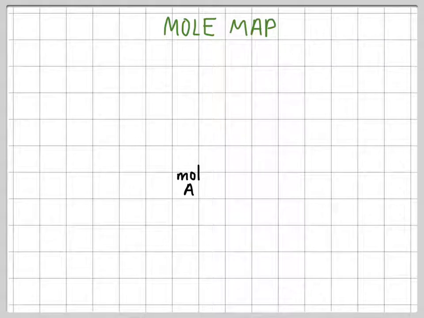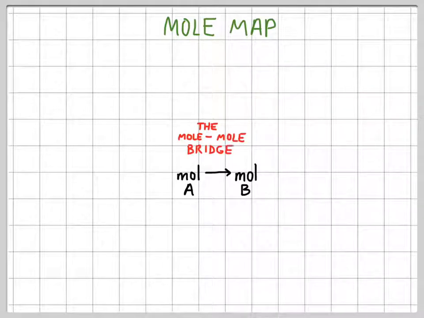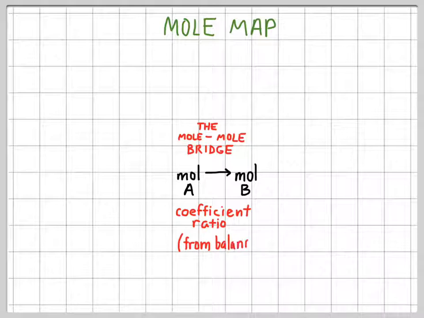Every problem you do will involve going from moles of one substance, substance A, to moles of another substance, substance B. The thing that links them, and the conversion factor that you use to do that, is the coefficient ratio. And I call this connection, going from substance A to substance B, the mole-mole bridge. The coefficient ratio is obtained from the coefficients in the balanced chemical equation. These are the large numbers in front of each substance that show the relative quantities of each needed to balance the equation.